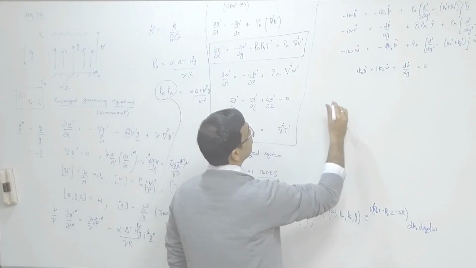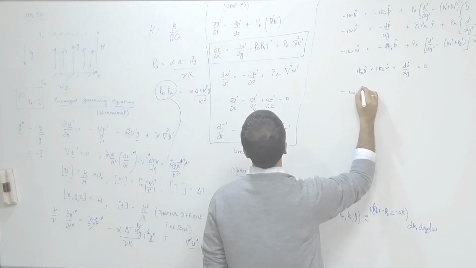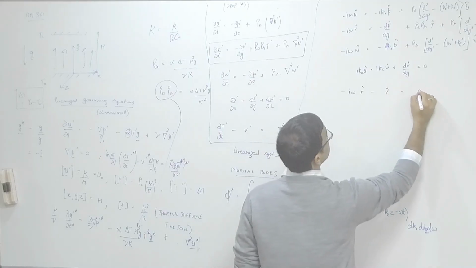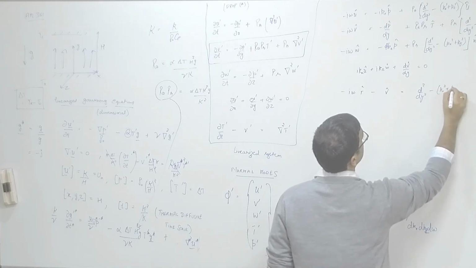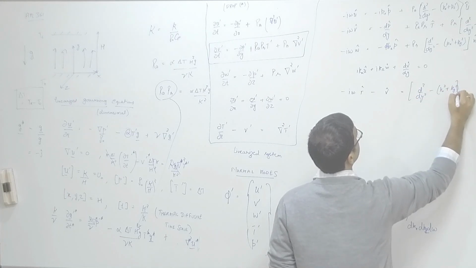And then we have the temperature equation: minus i omega t hat minus v hat equals d2 by dy square minus kx square plus kz square, T hat.